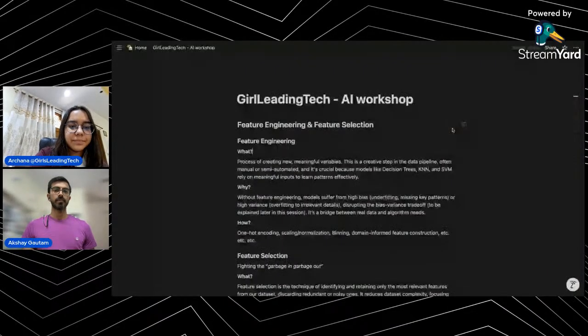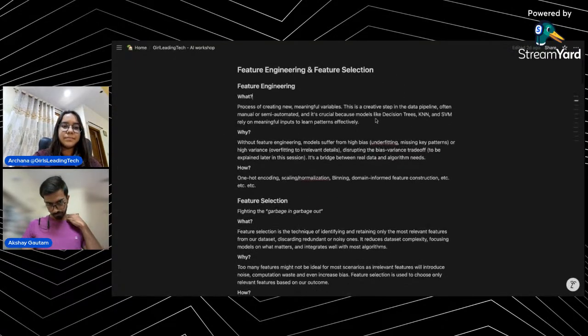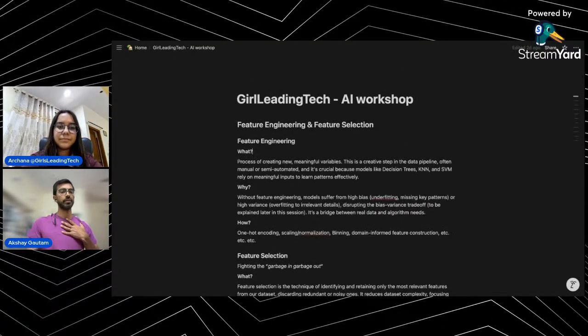Also, if you take notes, notes are always your interpretation of something. So how you have interpreted something is how you will take notes, which is again, in my opinion, the best way to learn, right? So can you see my screen? Yeah, one second. Right. Yeah, great. So we'll be talking about feature engineering and feature selection.